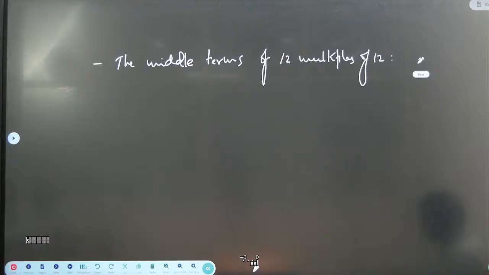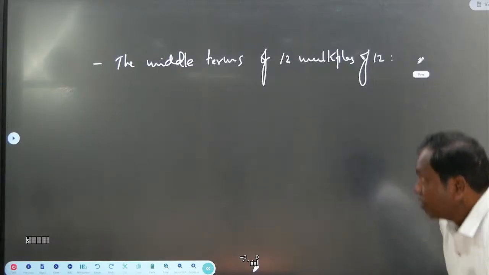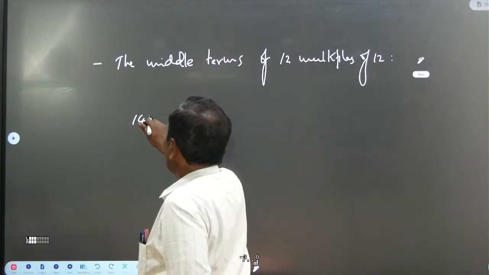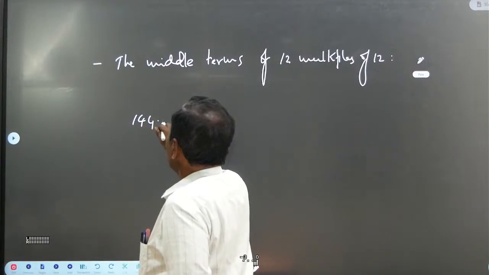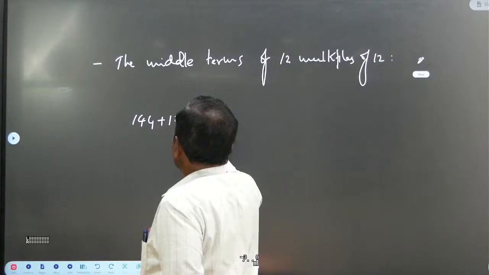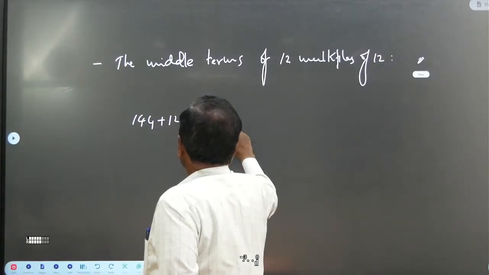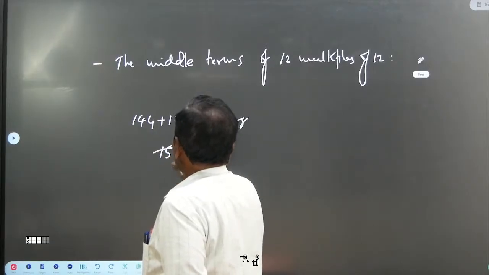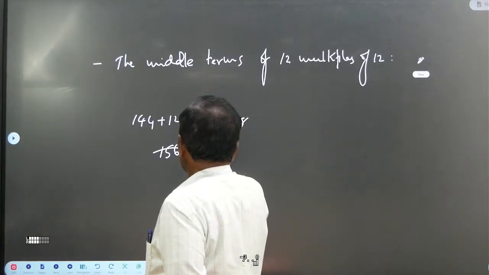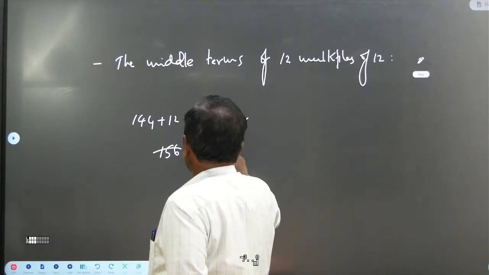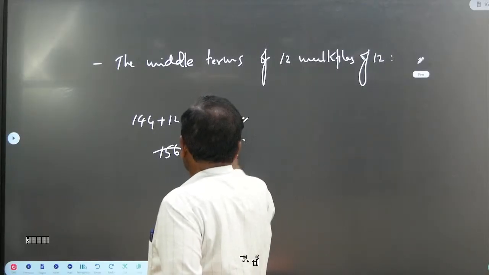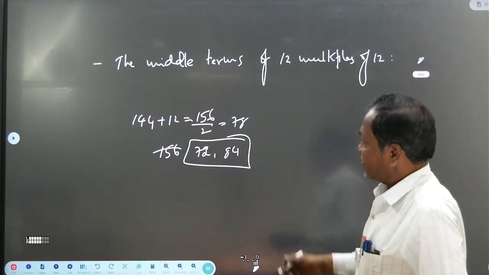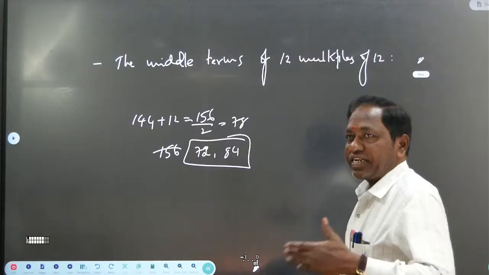Sir, is the number 72 and 84? I just put it like this, 144 plus 12, isn't it? 156 by 2, you will get 78. Okay, 156, 72 and this 12, no? 84, yes, 72 and 84. See, you can do this method also, sir. Yes, but your method is now, yes, and you just came straight, okay.